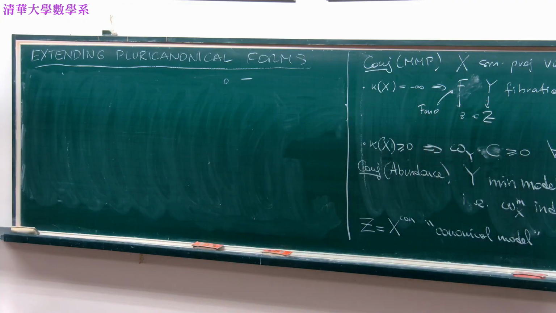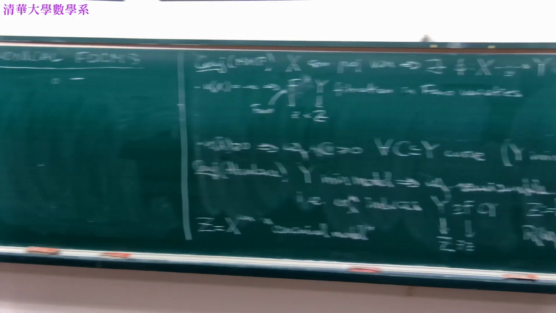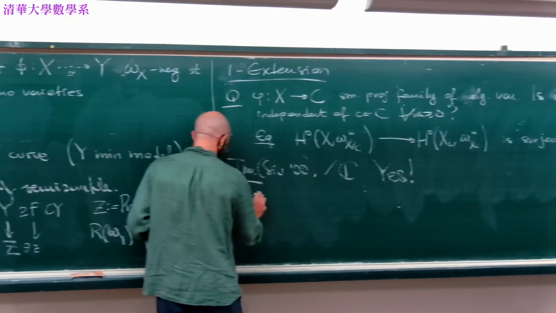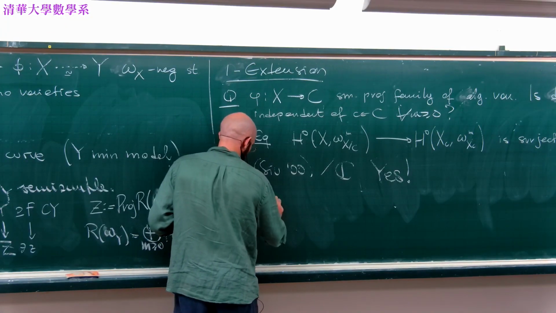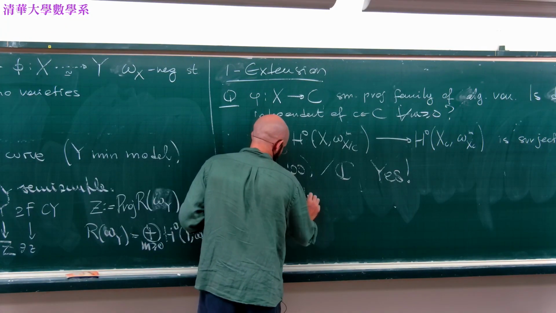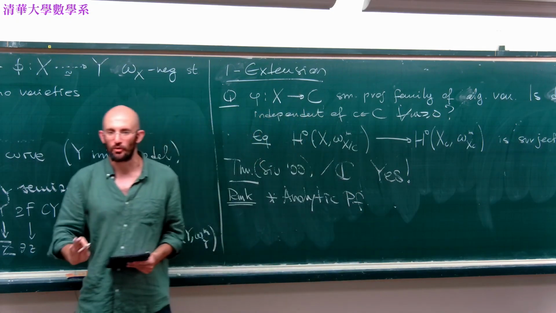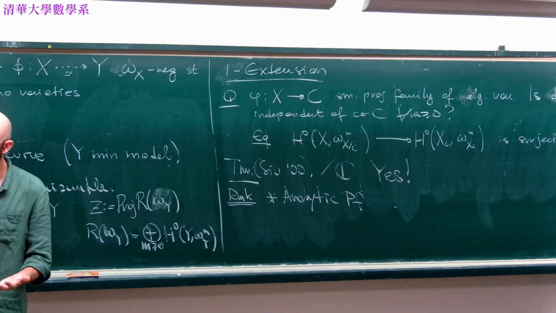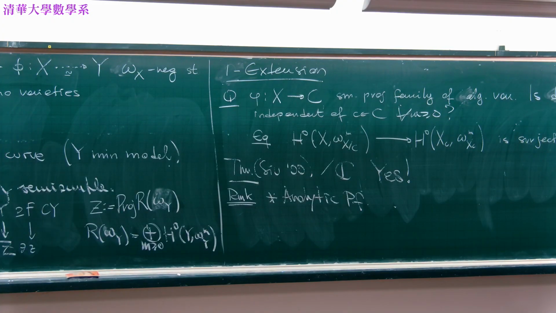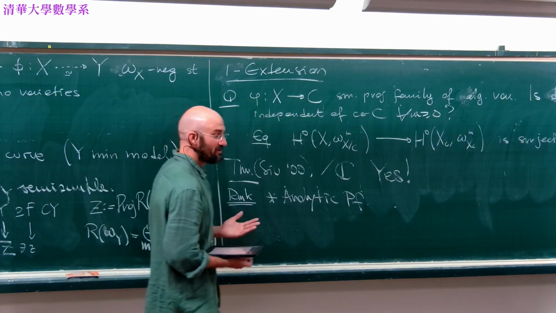For several reasons. So a bunch of remarks. The first one is that the proof is completely analytic. Although it's a theorem in algebraic geometry, the only known proof uses analysis. And it uses very sophisticated analysis, some L2 extension theory of Ohsawa and Takegoshi.